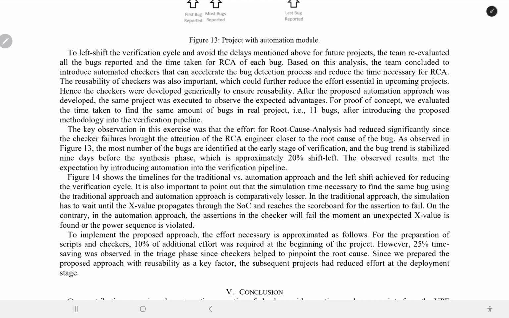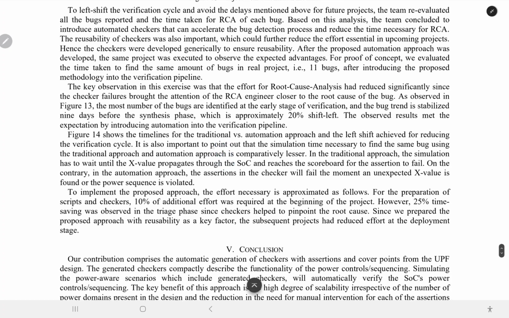After the proposed automation approach was developed, the same project was executed to observe the expected advantage. For proof of concept, we evaluated the time taken to find the same amount of bugs in the real project, that is, 11 bugs, after introducing the proposed methodology into the verification pipeline. The key observation in this exercise was that effort for root cause analysis had reduced significantly, since the checker failure brought the attention of the RCA engineers closer to the root cause of the bug.